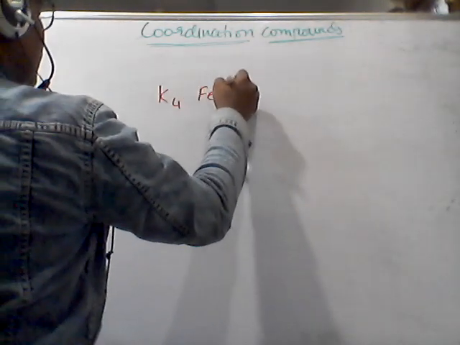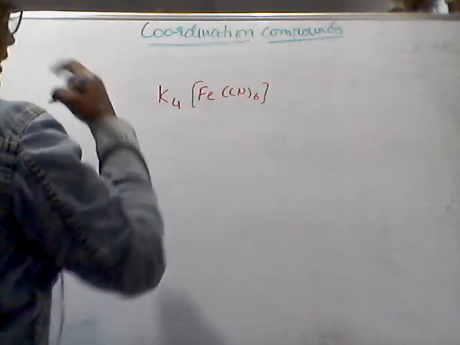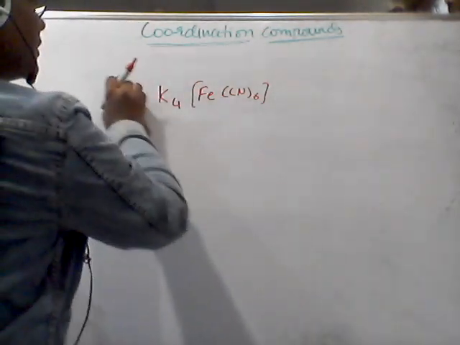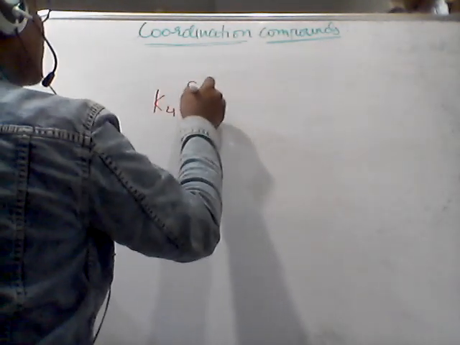K4[Fe(CN)6]. This is the example that I'm gonna take. Okay, let me enter it. How to name this compound also we will learn.